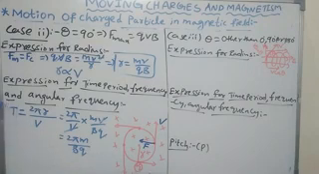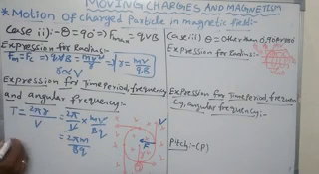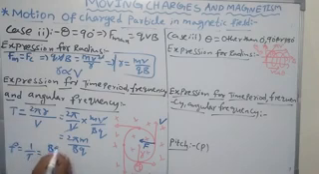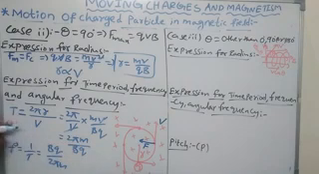The time period of the charged particle in a uniform magnetic field does not depend upon the speed of the particle. That is very important. Next, what is frequency? The reciprocal of the time period is called the frequency. T is 2 pi m by BQ, so the reciprocal of the time period is nothing but BQ by 2 pi m.